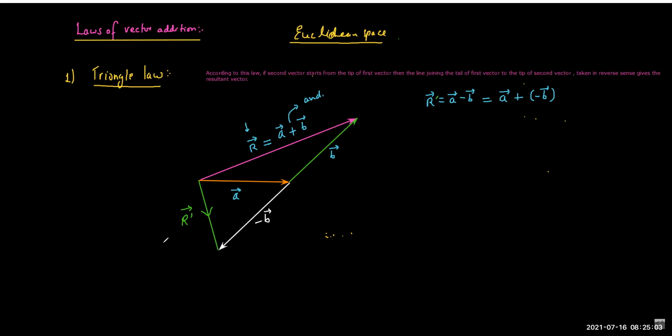A and minus B. So again, in vector, there's nothing called subtraction. You don't subtract anything. In vector, everything is addition.